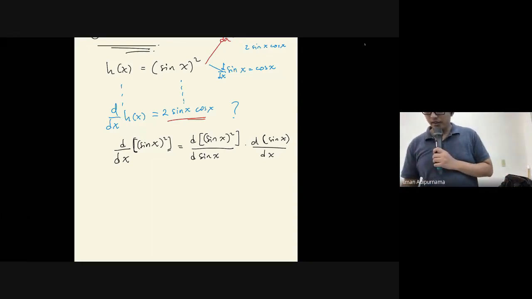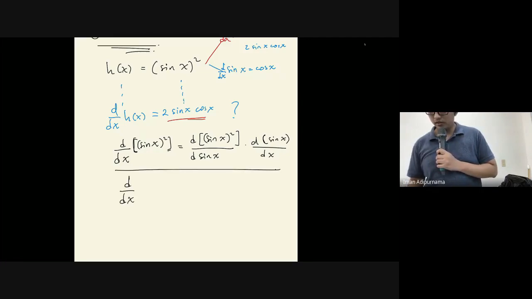If you have combinations or composite functions, f of g of x, so the g is inside the f, you can write this as f prime with g inside, multiplied by the g prime itself.